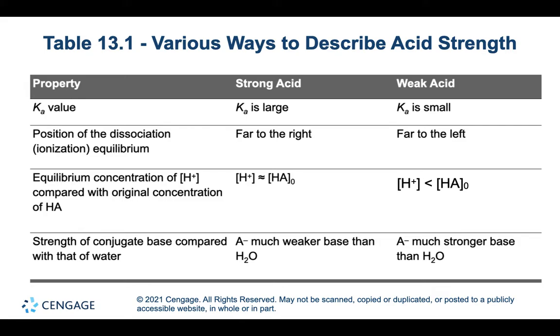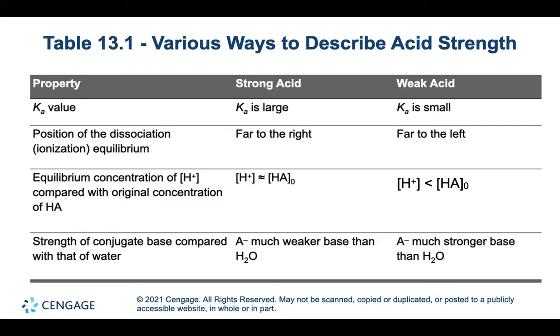At equilibrium, the H plus ion is calculated from the original amount of HA. You consider all the moles of HA to be turned into H plus and A minus. So if you had 2 moles per liter of HA, at equilibrium you'll have 2 moles per liter of H plus and 2 moles per liter of A minus, and no HA left over if you're a strong acid. In the case of a weak acid, your HA is going to be mostly what you started with, and you'll have just a tiny bit of H plus, much less than the amount of HA that you had originally.